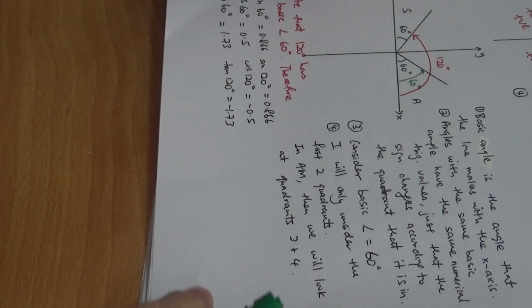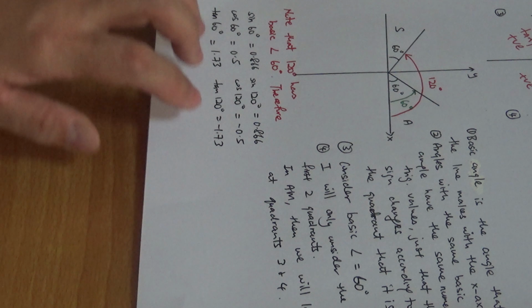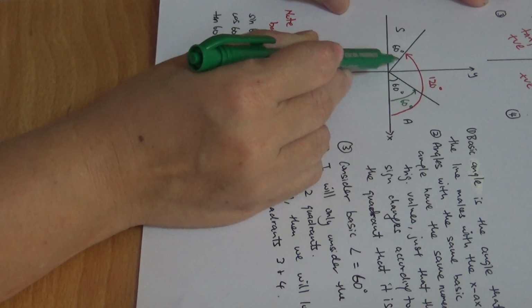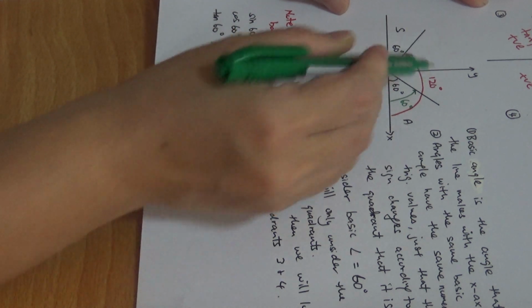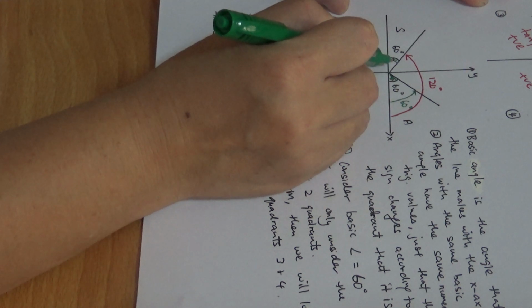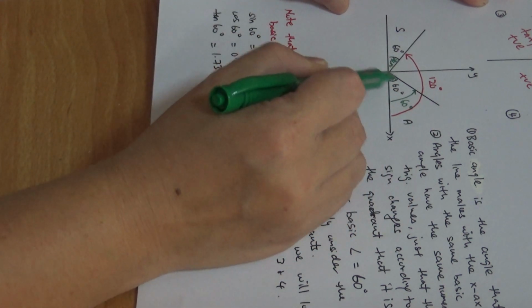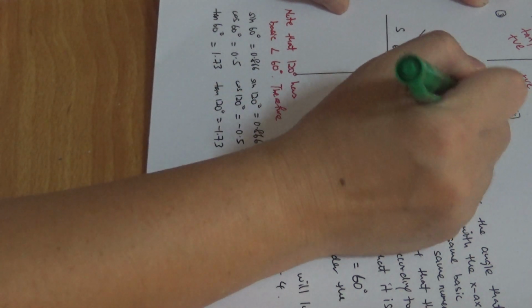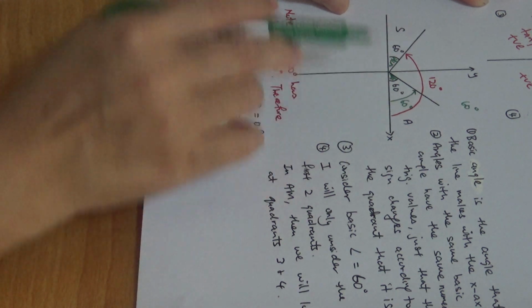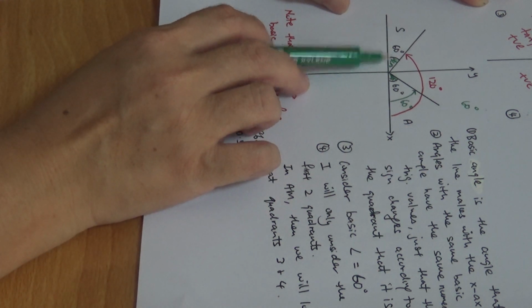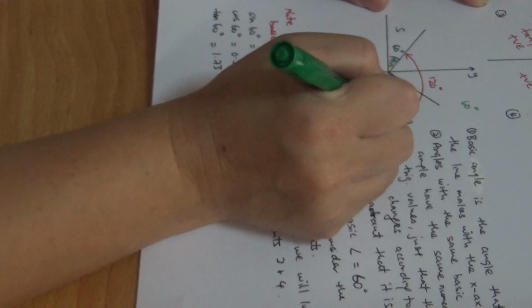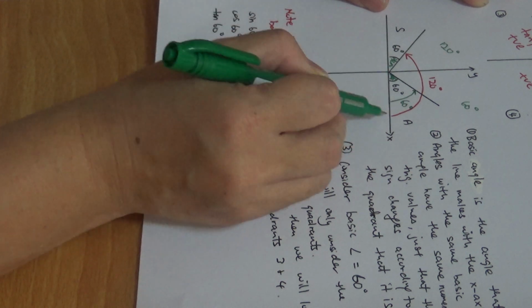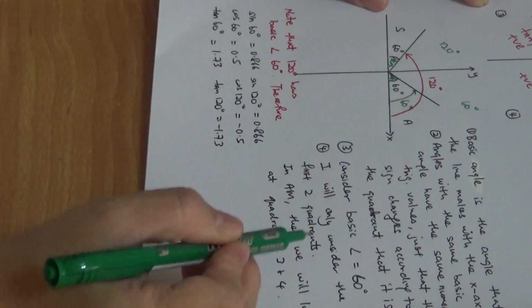Now, for example, this is angle 60. This is also angle 60. These two are basic angles, angle 60 here and here. Now, an angle with basic angle 60 in the first quadrant is 60 degrees. Now, if an angle has a basic angle of 60 degrees in the second quadrant, that means the angle is actually 120 degrees. The whole thing here is 120 degrees.